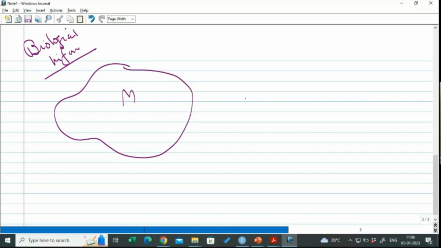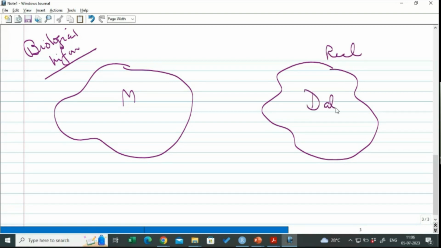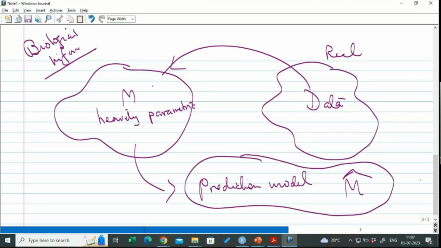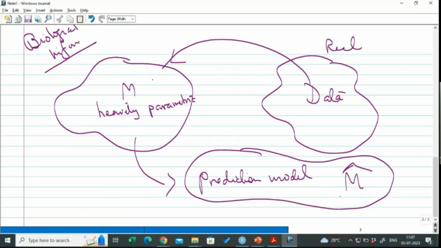So this is the math world. Then from real life, you get data over here, and this model is usually heavily parameterized. So now you want to use this data to estimate these parameters, and based on that you get a prediction model. You can call it M hat, right? This is a prediction model, and based on that you take decisions.